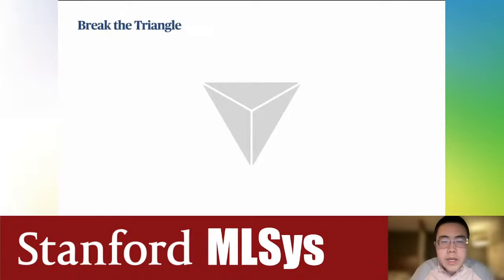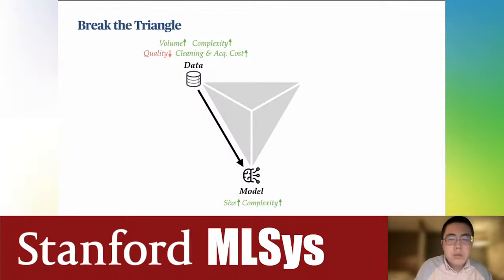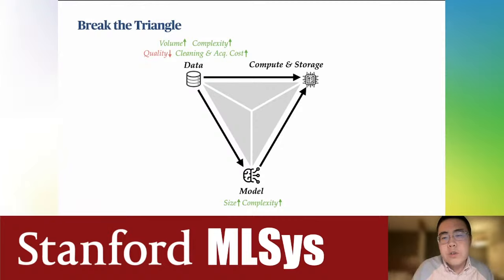So we like to think about research as centered around this triangle. Essentially, the whole thing starts from the data side. The data becomes larger and more complex, the quality becomes lower, and the cost that you need to pay to acquire and clean your data also becomes higher. As a consequence, the model becomes larger and more complex, and the data and the model come together as pressure on your infrastructure. You have this huge requirement on flops and on your storage and memory. And as a reaction to that, the infrastructure starts to evolve in two different ways. It starts to specialize, and second, it starts to scale up.